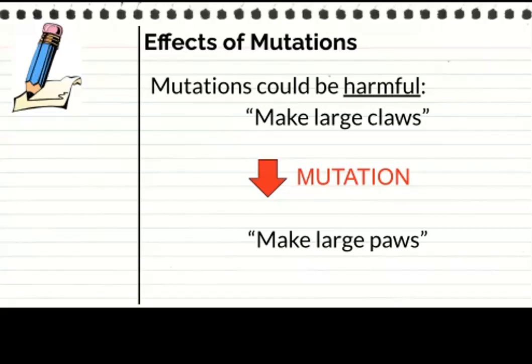What do you think? How would this be harmful for an organism? Instead of make large claws, now they're going to have large paws. Abigail, what do you think? Since they don't have large claws and they have large paws instead, they won't have the claws to defend themselves against predators. Okay, good.